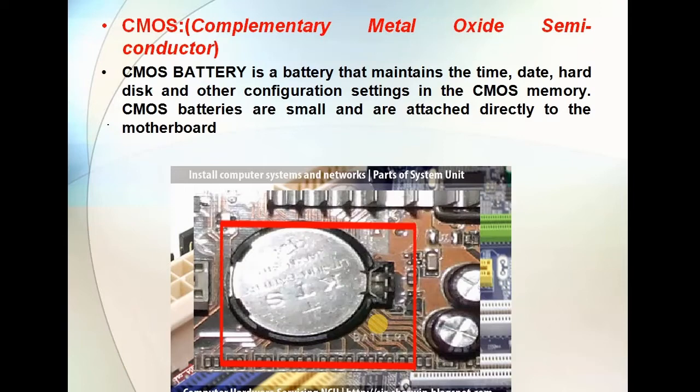Sometimes our computer is not showing proper date and time information even after resetting it, so the main drawback can be a problem with the BIOS battery. So we can just replace it easily.